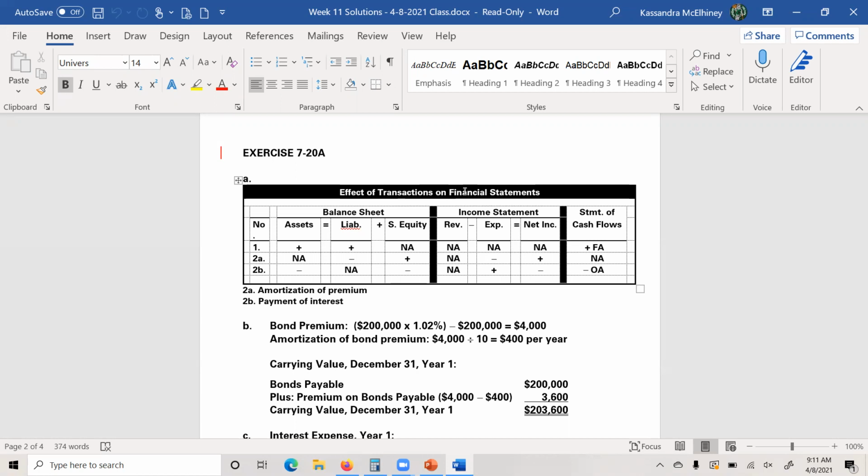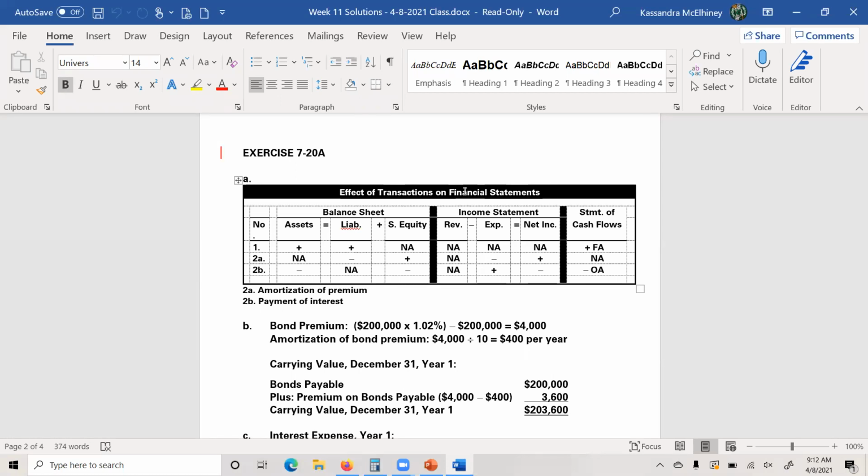C, what would be the amount of interest expense on the income statement? D, carrying value of the bond liability as of 12/31 year 2. So we'd have to do another entry for interest expense. And part E, what would be the interest expense on year 2's income statement?